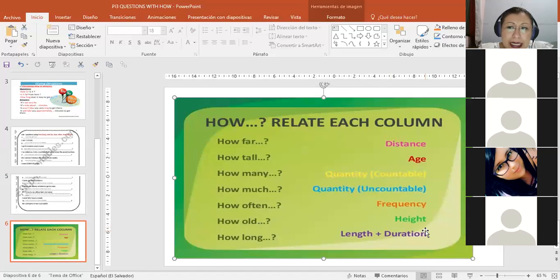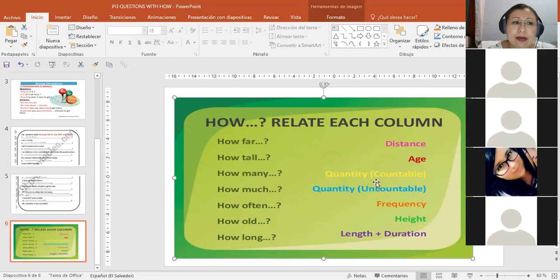When I say how many, what are we talking about? Countable or uncountable? Countable, because I can count. 1, 2, 3, 4, right? And when I say how much? Quantity, uncountable. Very good. When I say how often? Frequency. Okay. And when I say how old? Age. Okay. And when I say how long? Length and duration. Very good.